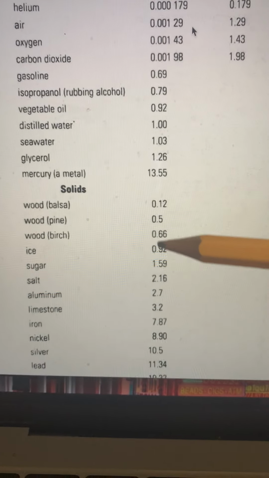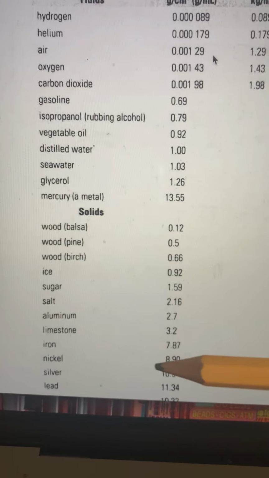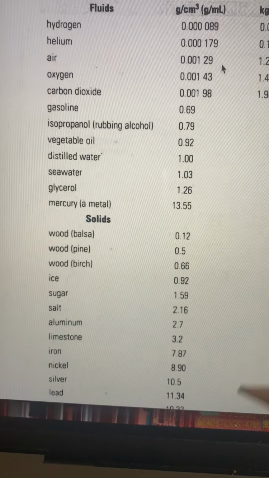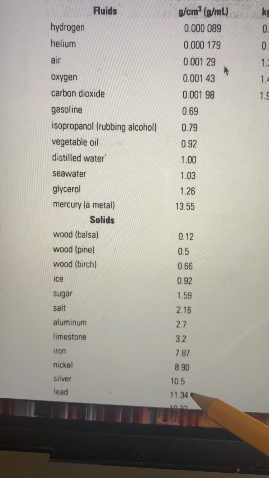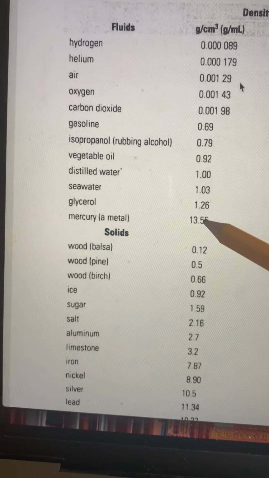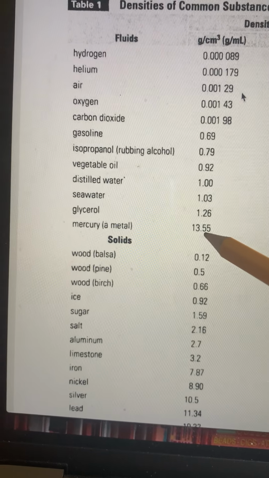Then we can look at the density of solids too. And we have things like wood and balsa wood and birch wood, and we have ice and sugar and salt and lead and silver. And it's interesting to note some things, like for example, if we look down here, lead has a density of 11.34, but lead would actually float in liquid mercury because mercury has a density of 13.55.